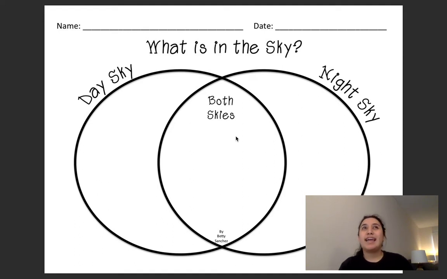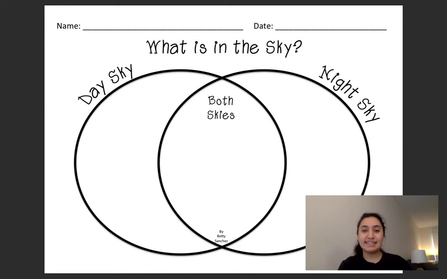So we're going to answer, what is in the sky? So you're going to figure out what's in the day, what's in the night, and what's in both. So if something like the sun, would I put the sun in the day sky, the night sky, or both skies? I would put it in the day sky because it only happens in the day. So I wouldn't put it in the middle. I wouldn't put it on the right with night sky. I would draw a picture of the sun over on the day sky. So that's how it works.